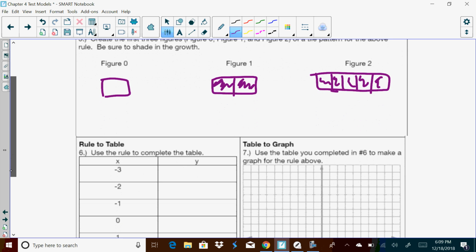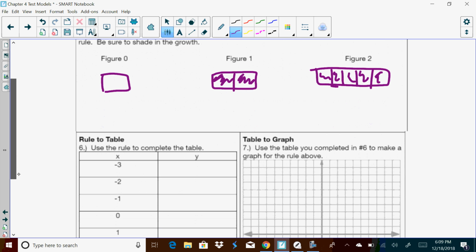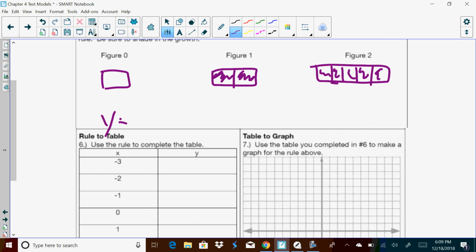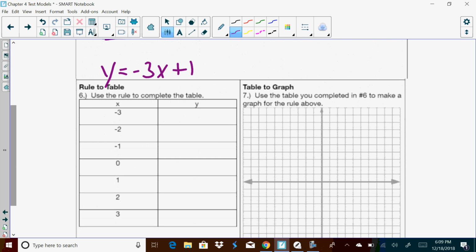So problem number 6, and I'm just going to write my rule again down here so I don't have to keep scrolling back up. It's y equals -3x plus 1. I'm going to plug in for my rule. So -3 times -3 is 9, plus 1 is going to give me 10. -2 times -3 is 6, plus 1 gives me 7. -1 would be 3, plus 1 is going to give me 4. -3 times 0 is 0, plus 1 is 1.